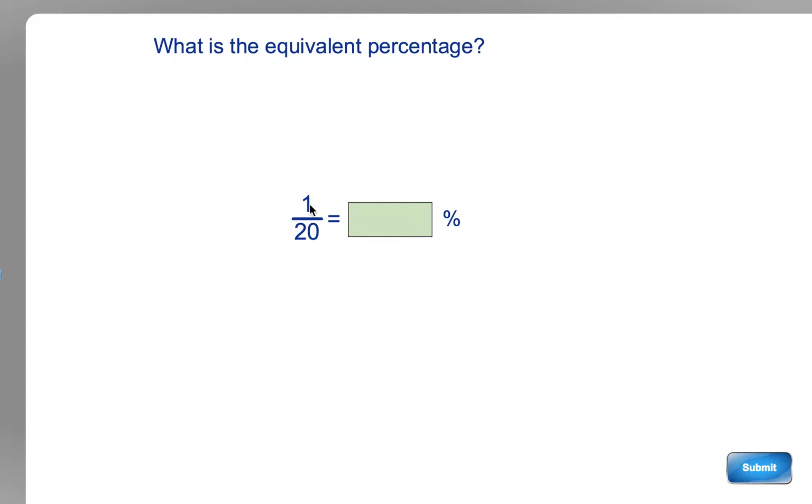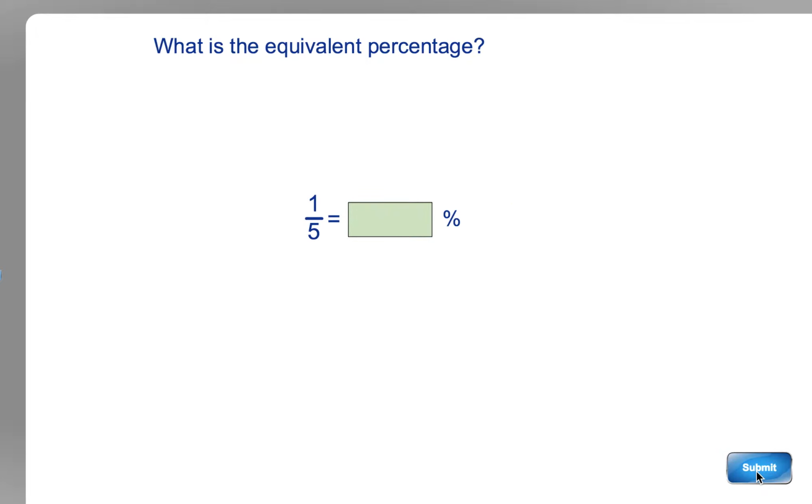This one asks you for 1 out of 20 as a percentage. So if you think to yourself that you've got 1 out of 20, how many will you have out of 100? Well, if you've got 1 out of 20, you'll have 2 out of 40, you'll have 3 out of 60, you'll have 4 out of 80, and you'll have 5 out of 100, because 20 goes into 100 5 times. So there are 5 20s, so there are going to be 5 1s as well.